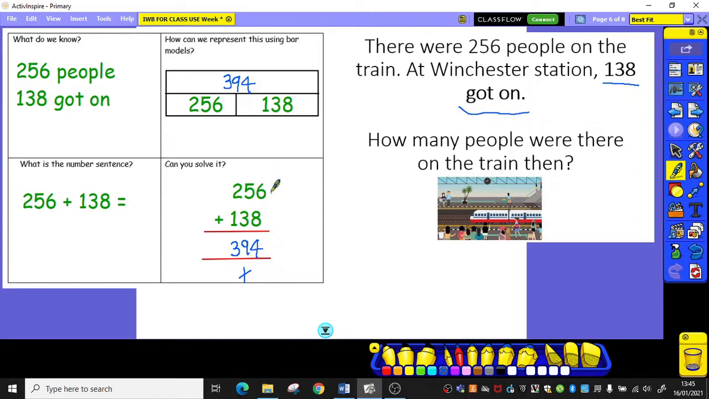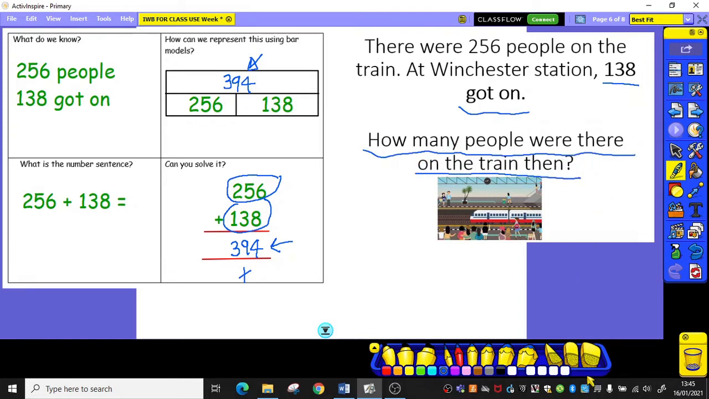So by adding the amount of people that were on the train to the amount that then got on, that's now increased the number on the train. And that's my number here, is the total that is now on the train, which answers this question here.